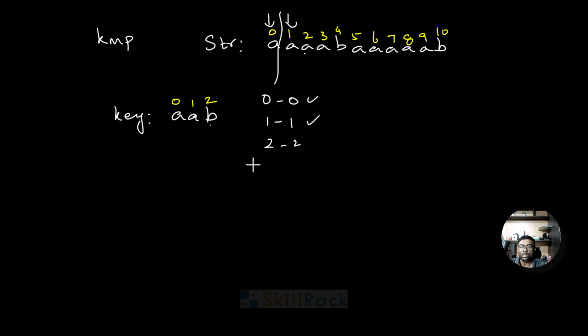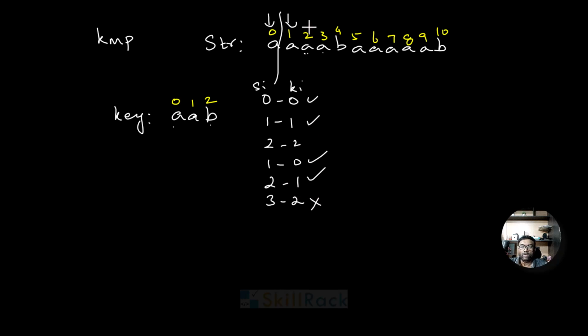Now the comparison will be here 1 and here 0. Are they matching? Yes, both are A. Then you will be comparing 2, 1, that is, incrementing each by 1. Are they matching? Yes. Then you will be comparing 3, 2. So this is the string index and this is the key index. 3 and 2 are not matching because here you have A and here you have B.